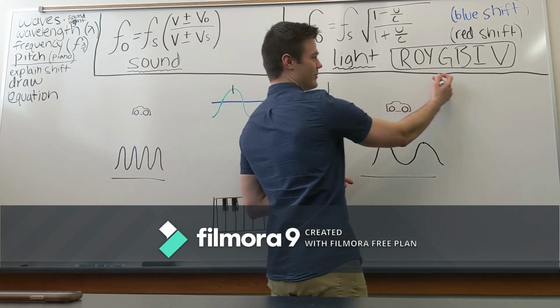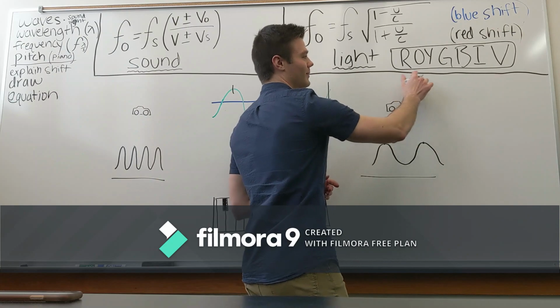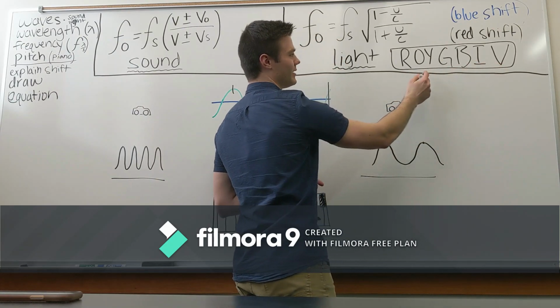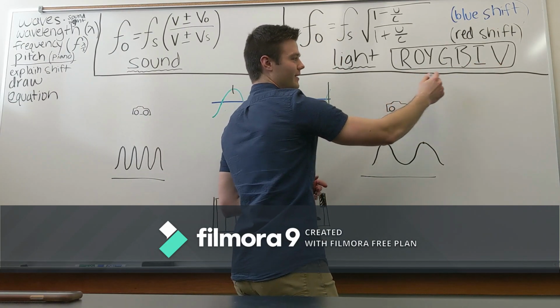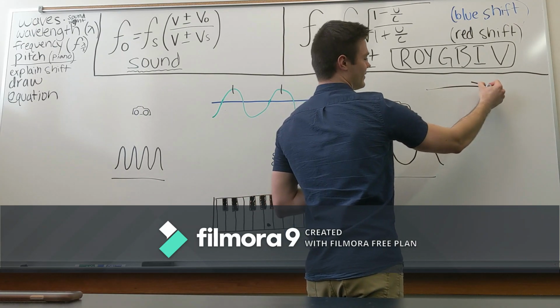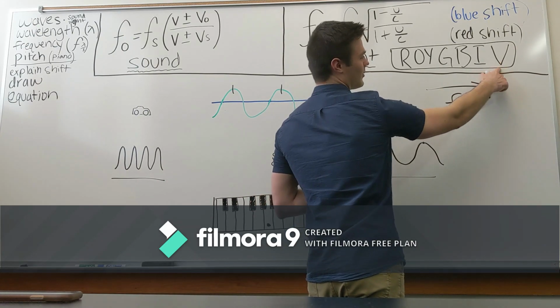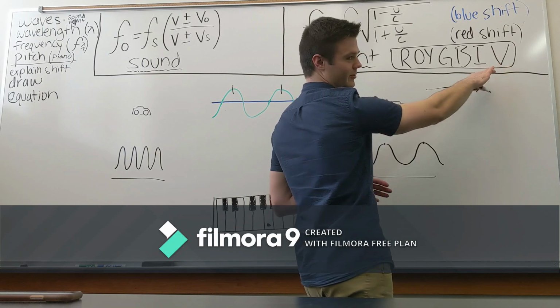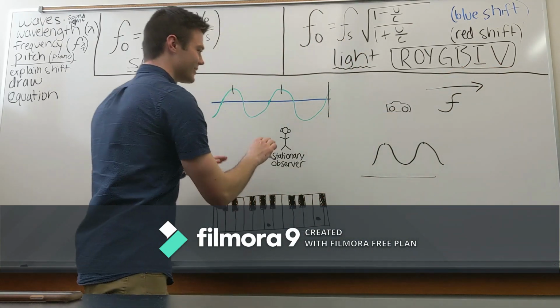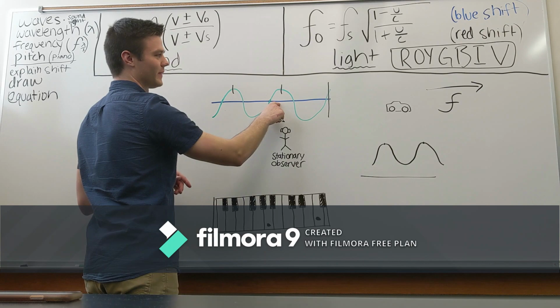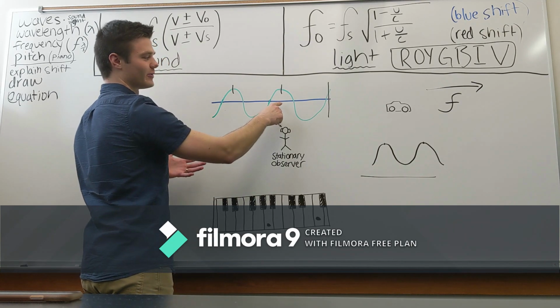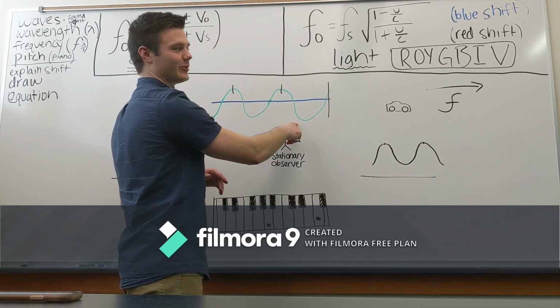And I drew up here Roy G. Biv. That's violet, indigo, blue, green, yellow, orange, red. Higher frequencies correspond to colors closer to violet. So the reason that you're seeing blue is because it has a higher frequency than green, for example.